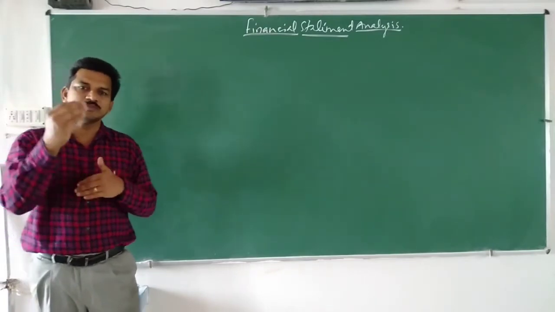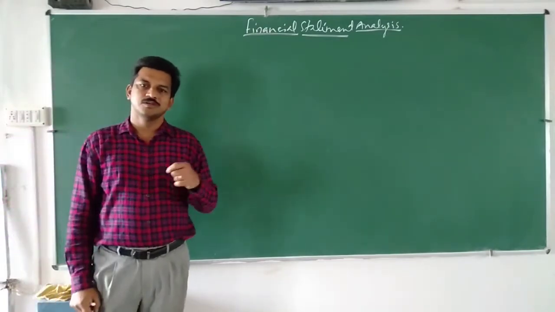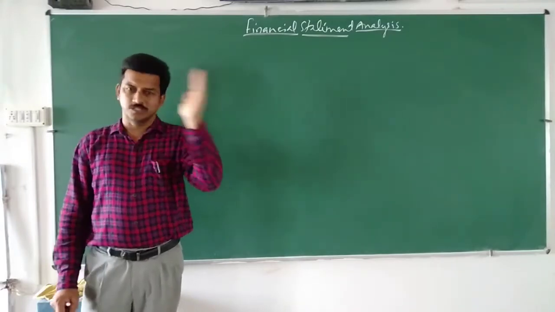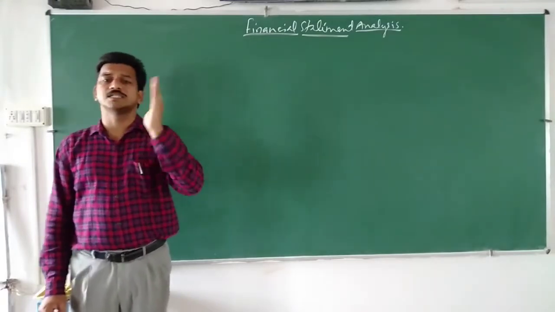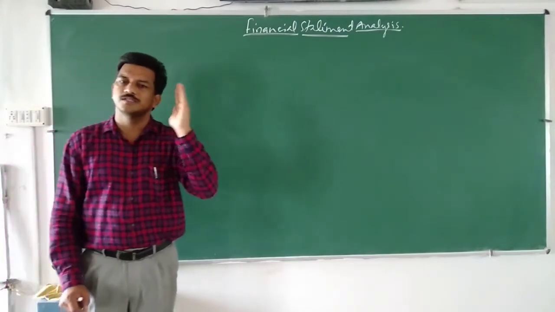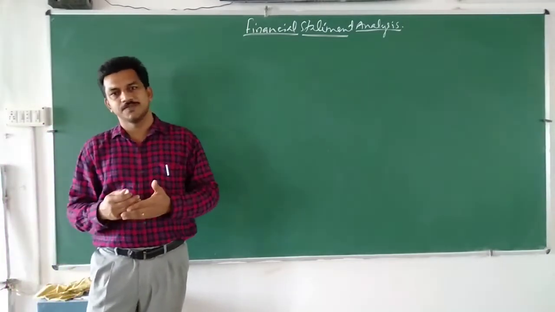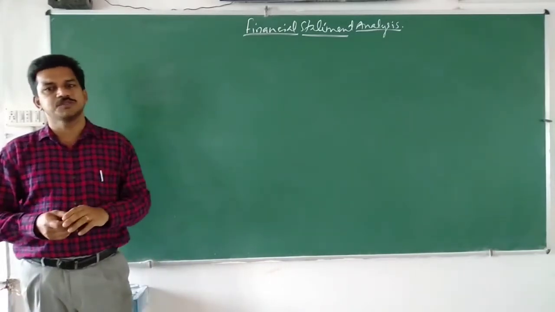So this we can analyze. From 5 lakh to 5,70,000, a 70,000 increase has happened in the case of sundry debtors. So what are the reasons behind it? That is an analysis of financial statements.